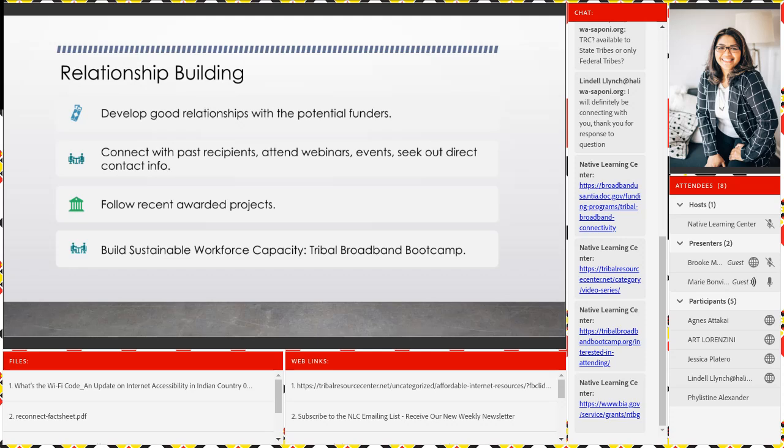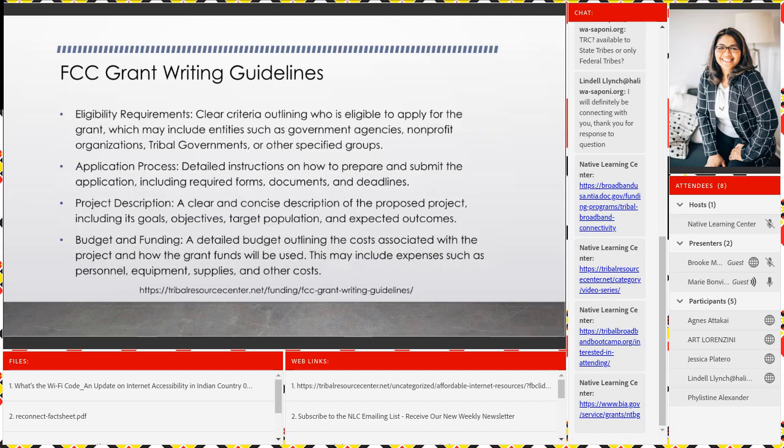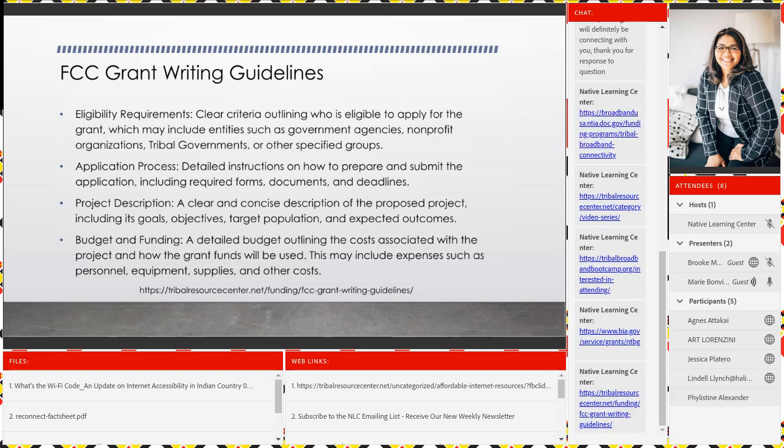Well, there's something called the Tribal Broadband Boot Camp, and I'll let Brooke talk a little bit about that. Maybe Brooke will hold that one for the end, since we've got a little bit of time, if you want to talk about the FCC's grant writing guidelines a little, and what that looks like.